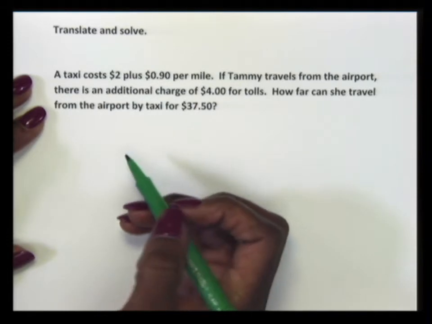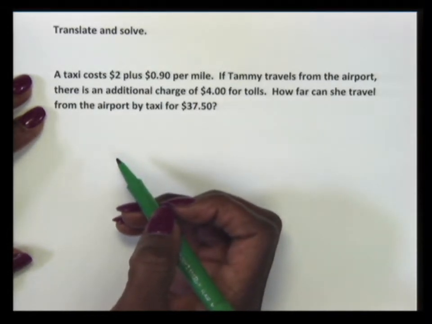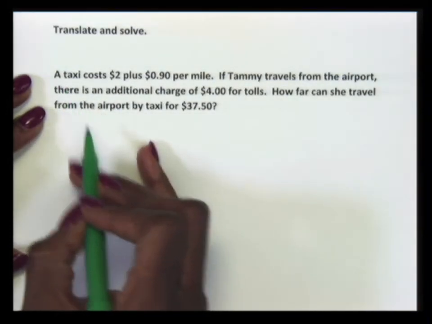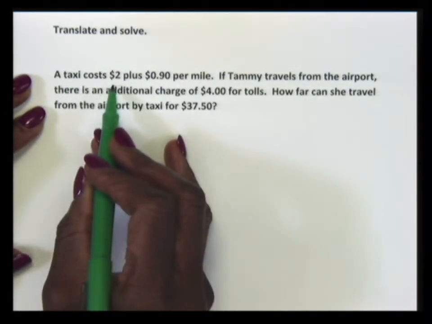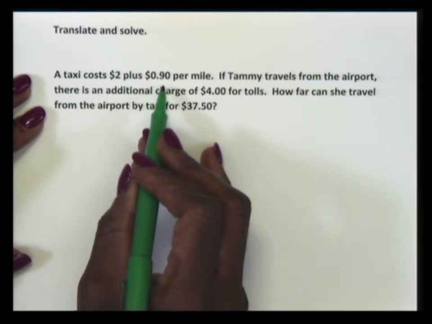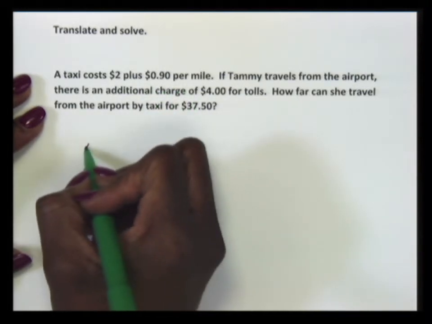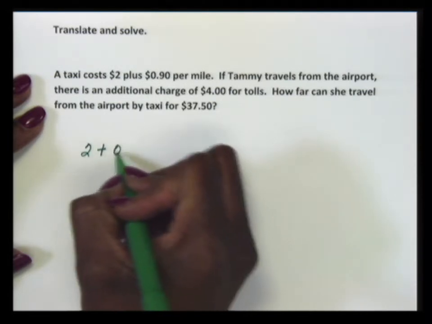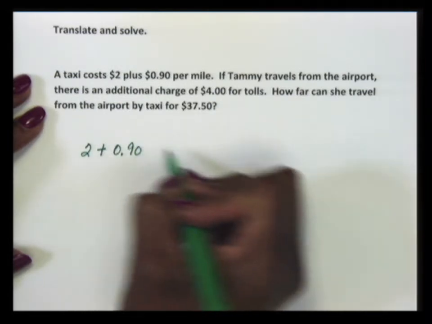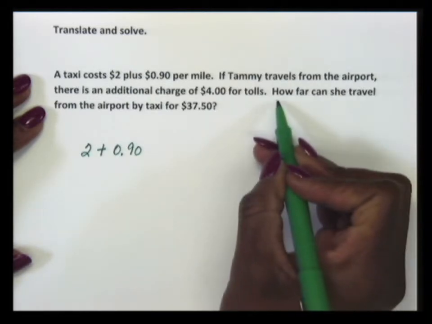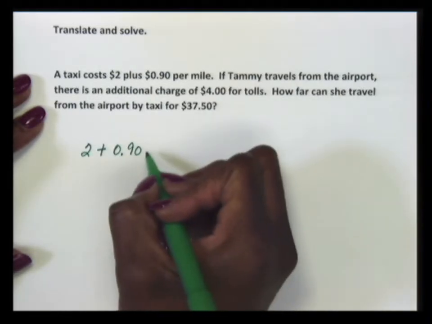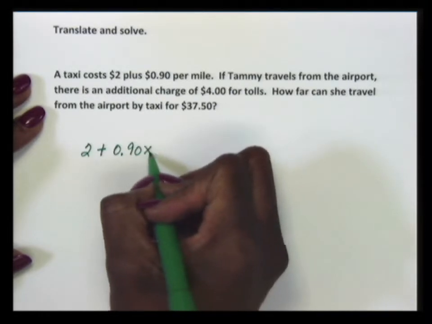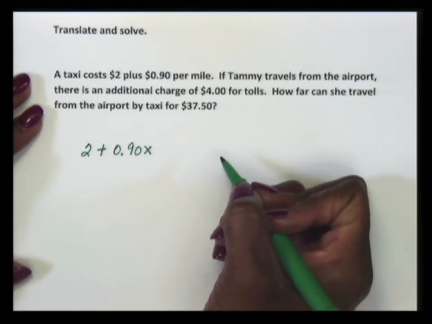To translate this problem, we'll look at the key words. The first sentence says that a taxi costs $2 plus 90 cents per mile. So we have 2 plus 90 cents per mile, so we have 0.90. The question at the end is how far. So we're trying to figure out how many miles. So the number of miles right now is the variable x.